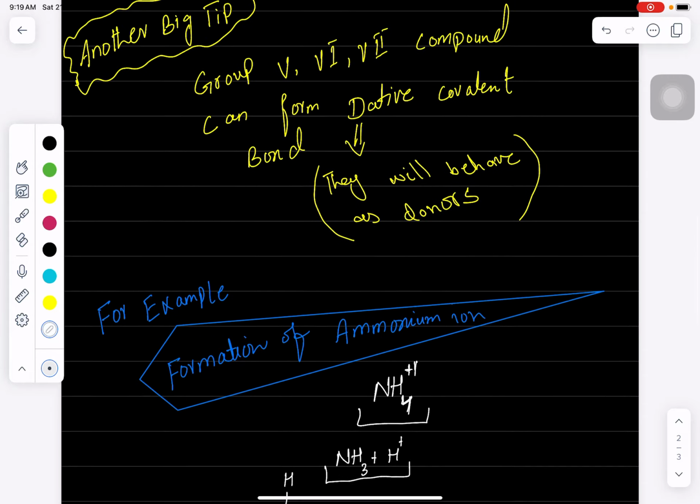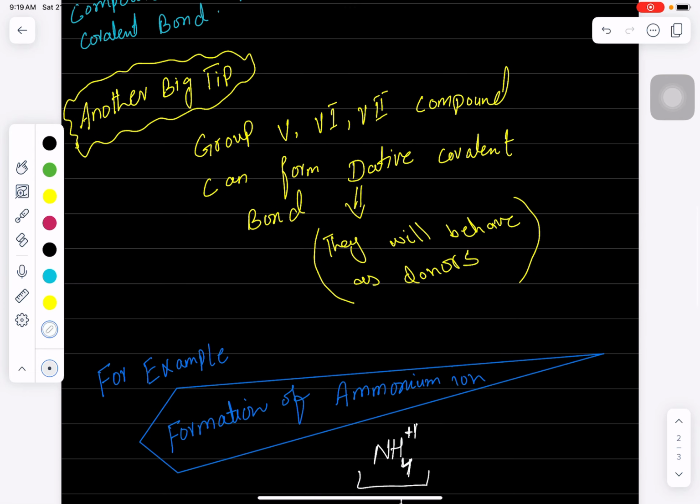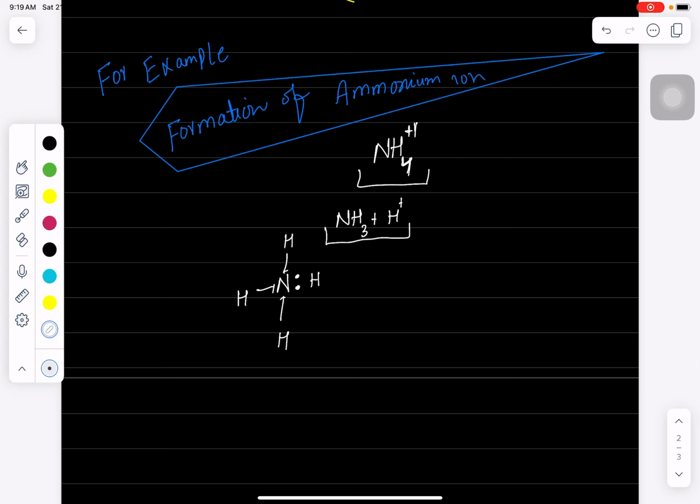Now apply this tip over here. We said that group 5, 6 and 7 compounds can form dative covalent bonds, and they will behave as donors. Here you can see nitrogen is in group 5 and it has a pair and it is sharing it with hydrogen, meaning it has a lone pair, so it is a donor. Nitrogen is a donor because it is sharing 2 electrons. This is the structural diagram.